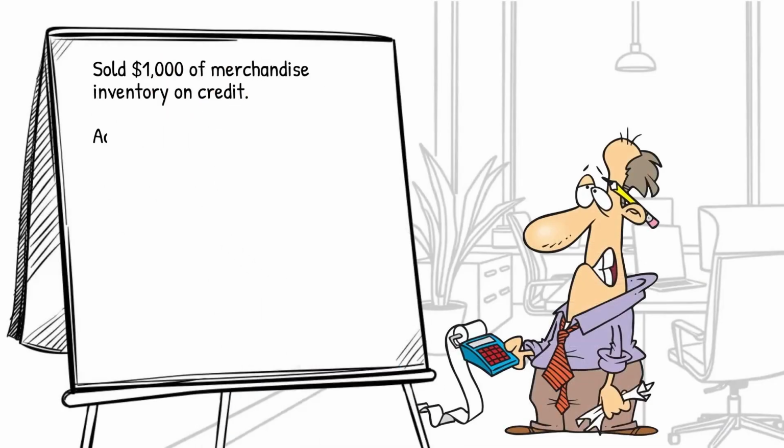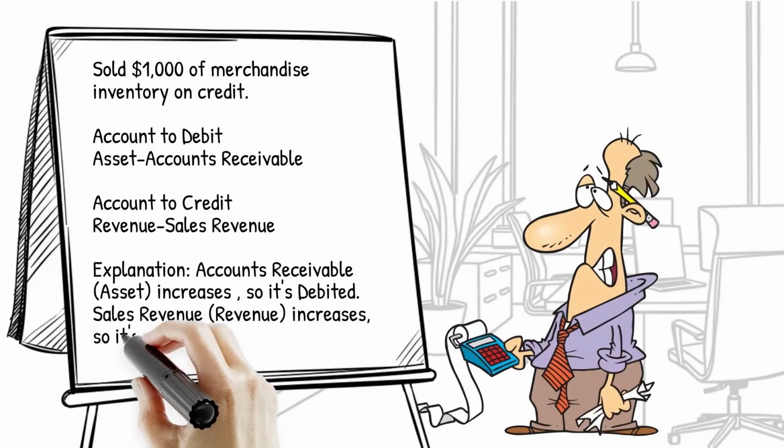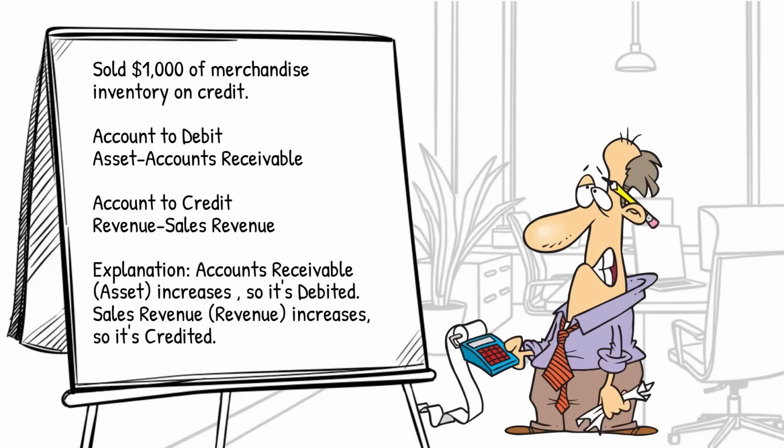Account to debit, asset, accounts receivable. Account to credit, revenue, sales revenue. Explanation: accounts receivable asset increases, so it's debited. Sales revenue increases, so it's credited.